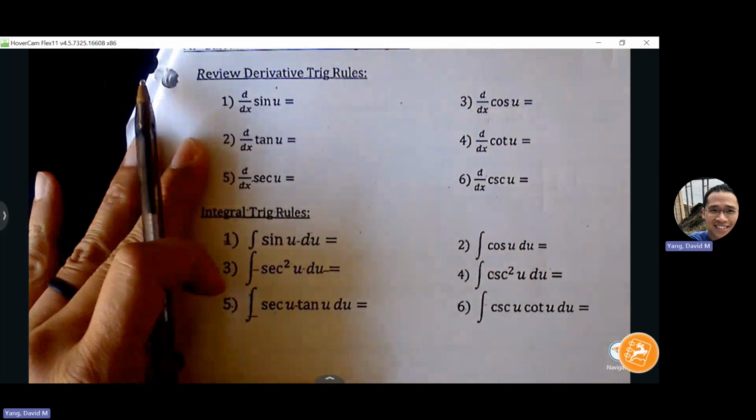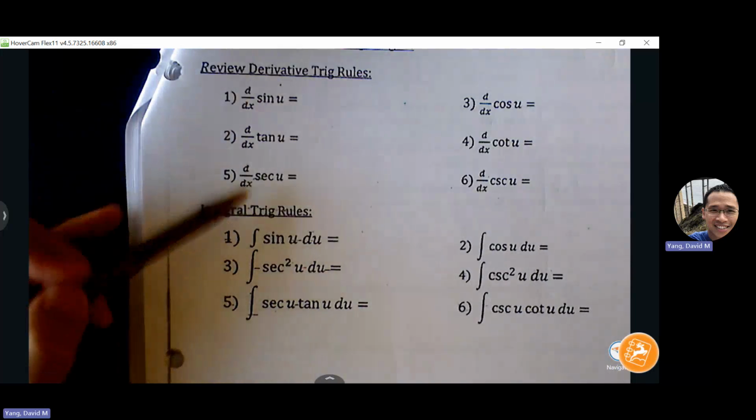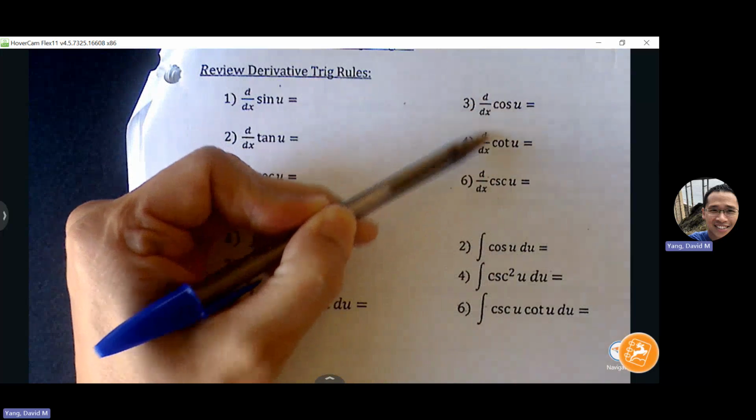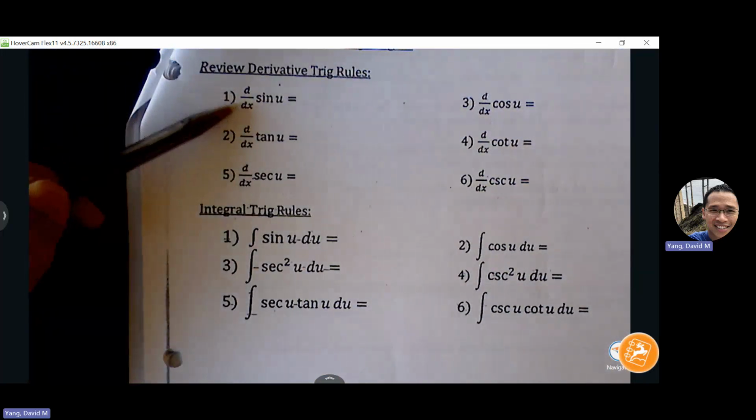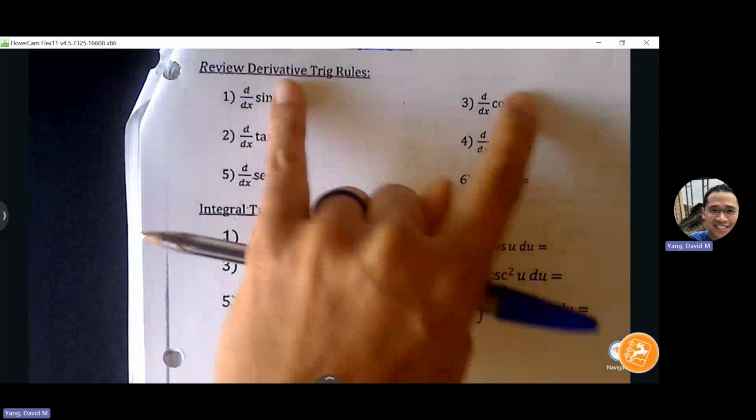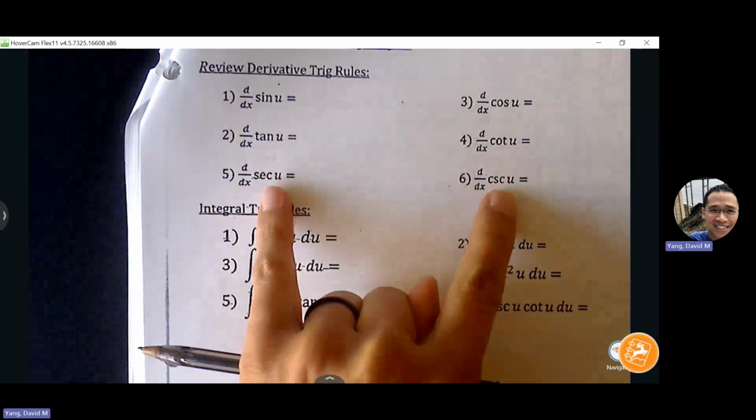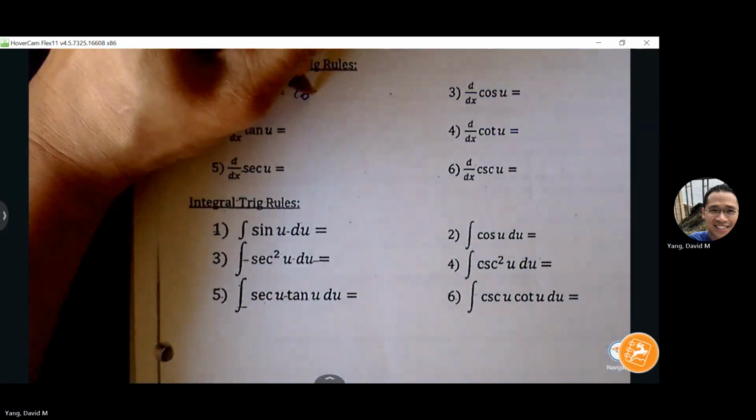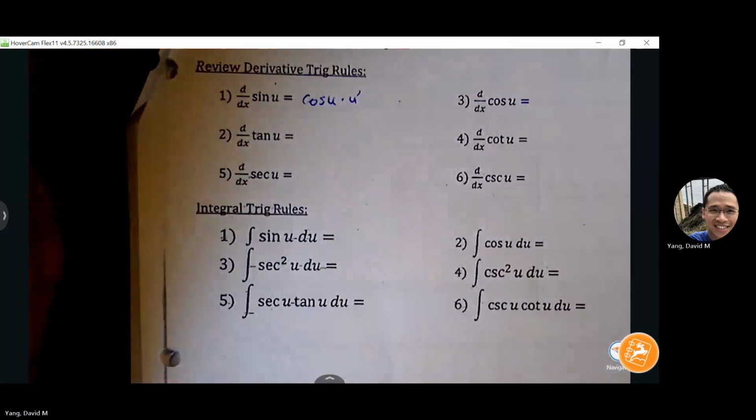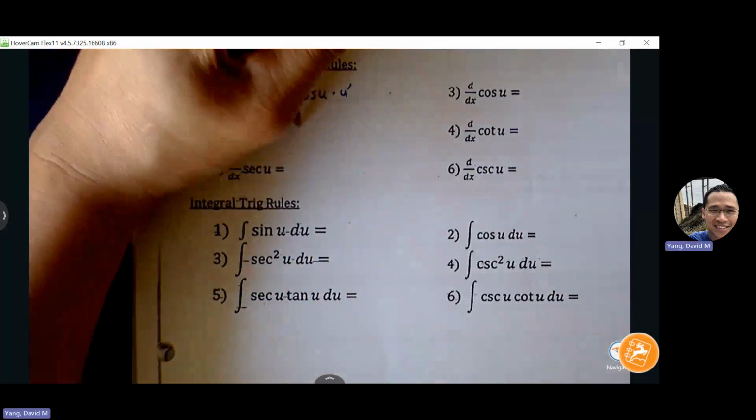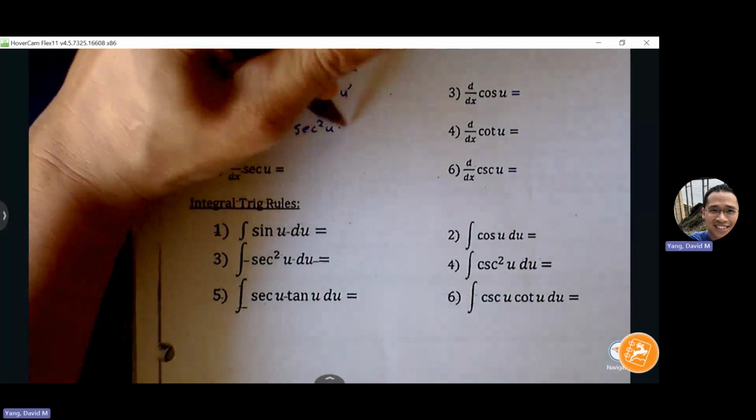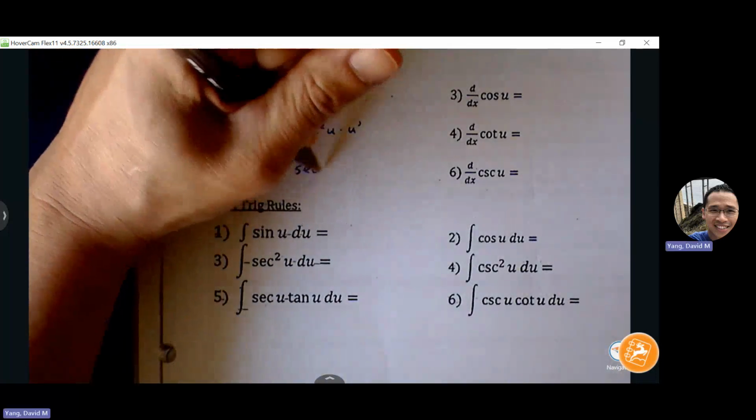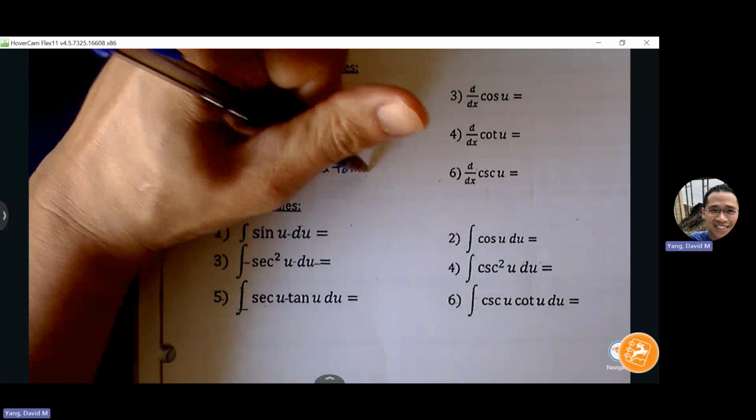All right. So let's review the trig derivative rules, right? This is the way I like to line them up. I like to line them up with the C's in alphabetical order, and then sine, tangent, and secant, because I know that these are similar, and these are similar. Okay, so sine's derivative is cosine of u times u prime. Tangent's derivative is secant squared u times u prime. Secant's derivative is secant u tangent u times u prime.